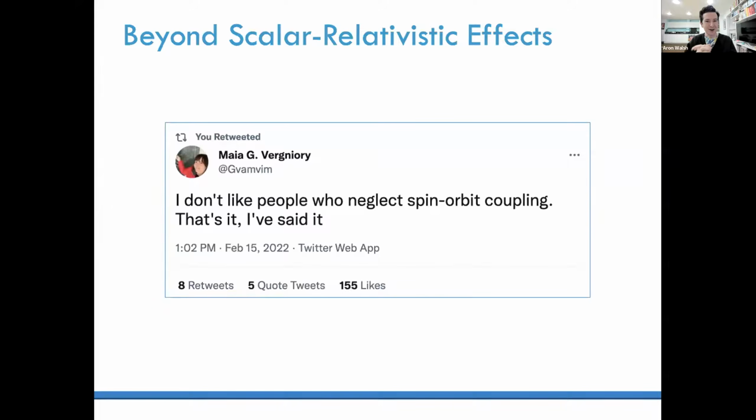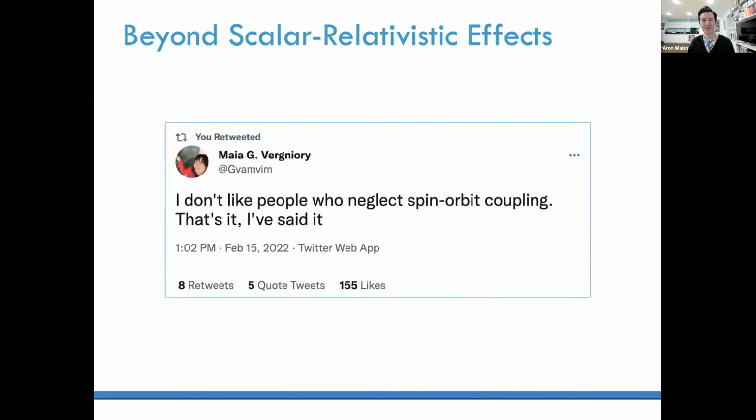That's, I think, one dimension you can look down. And just hot from Twitter, this particular tweet caught my attention yesterday. Maya wrote, "I don't like people who neglect spin-orbit coupling. That's it, I've said it." And I felt a little bit hurt.